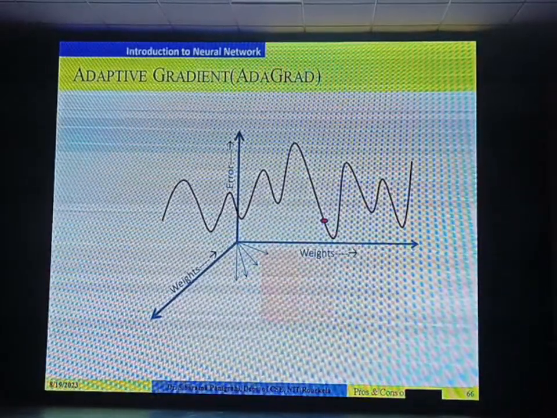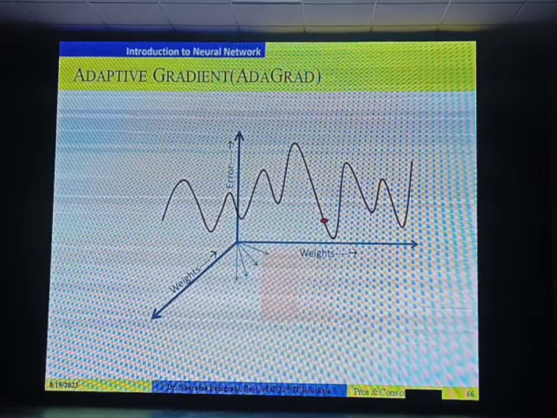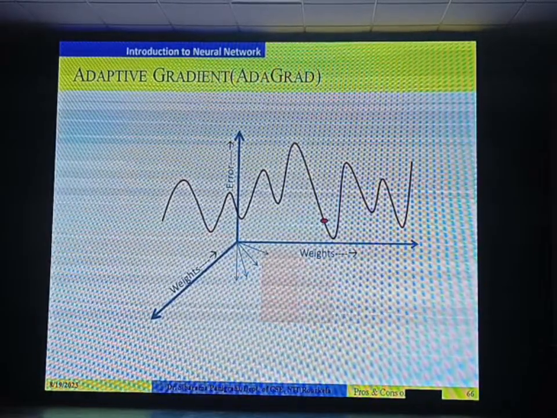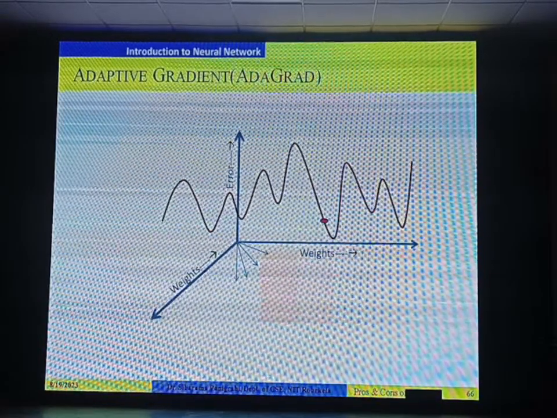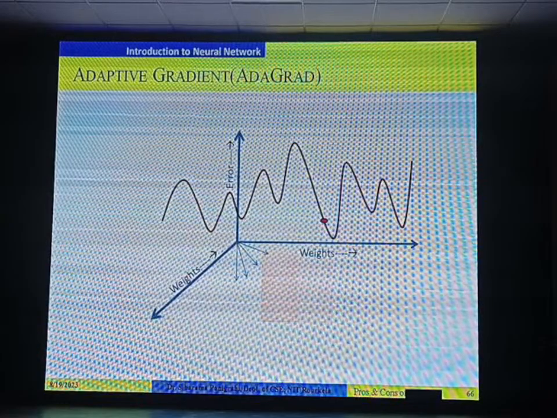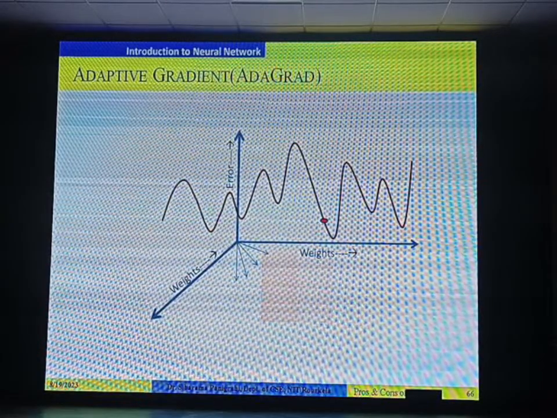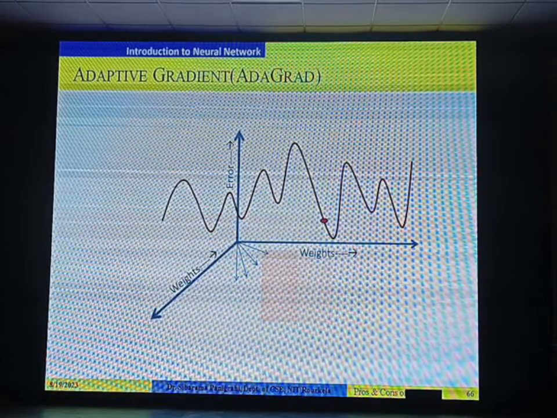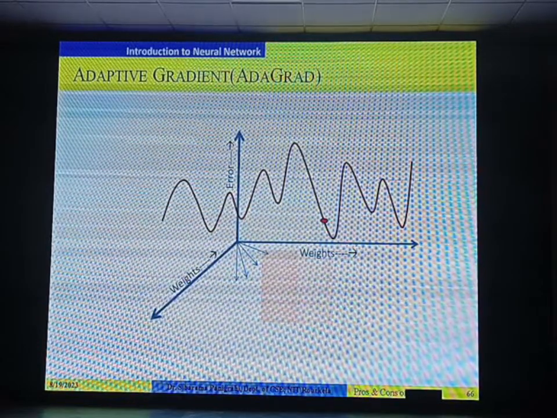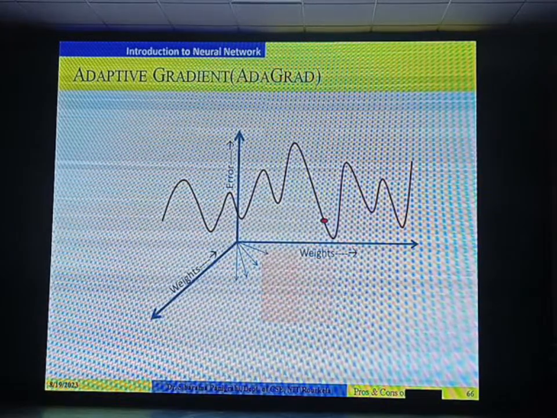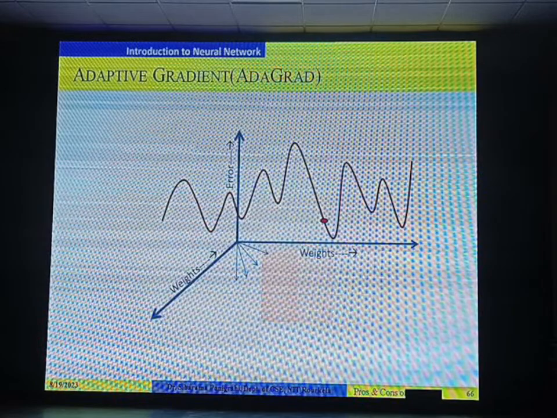Initially it will change quickly, then it will change slowly. Yes or no? So we will make a faster change of weights at the beginning, then we will gradually change the weights so that it will make a more local search around the optima. Is that clear? But what is the problem in this?